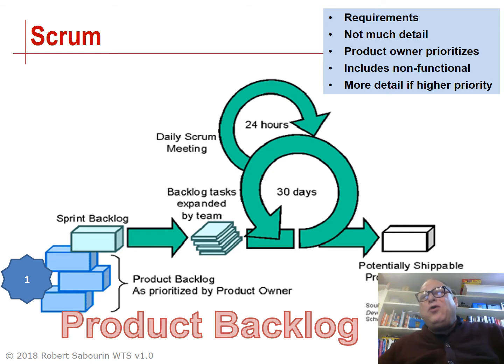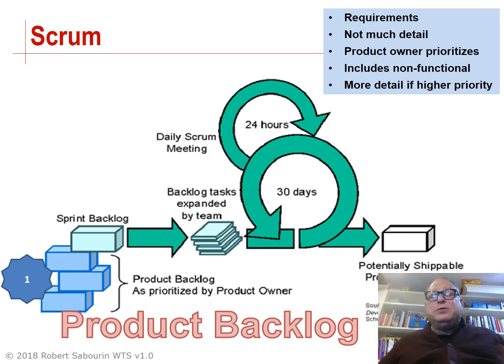The product owner is responsible for the product backlog. The product owner is responsible for prioritizing the product backlog and for making sure that the team knows this priority and uses this priority. The product backlog can include functional requirements, non-functional requirements, user stories, deliverables, and constraints related to the development effort.